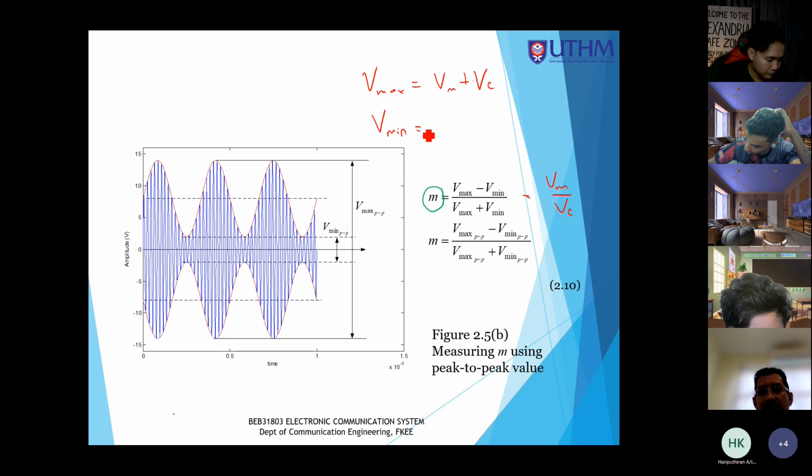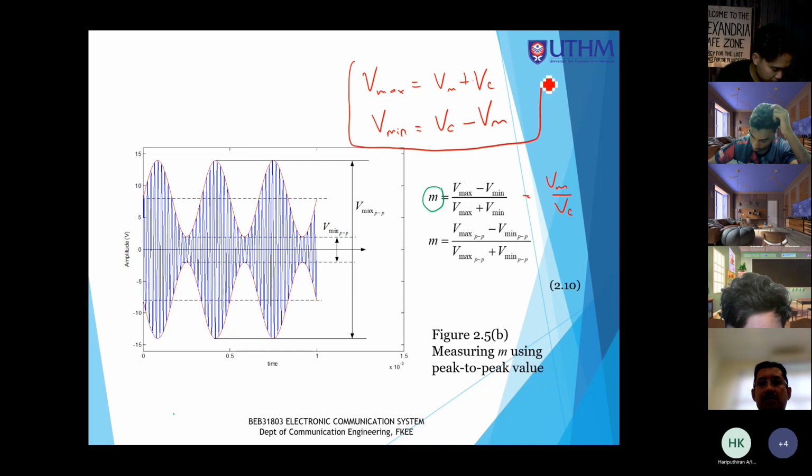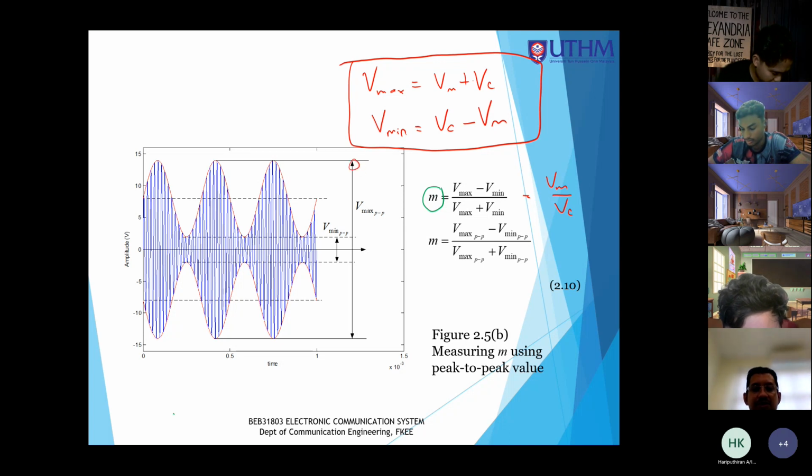Vmin sama dengan VC minus VM. Okay. So ini juga perkara penting yang kita boleh gunakan sebagai reference. Dan untuk modulation index ini kita boleh juga ukur dari dalam sebutan peak to peak, daripada peak maximum sehingga peak minimum.